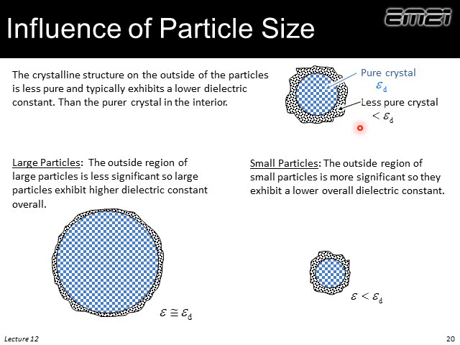So if we take this into consideration with the size of the particle, if we have a large particle, this region of the imperfect crystal becomes much less significant, and in fact the overall dielectric constant really would be dominated by the dielectric constant of the pure crystal. With a smaller particle, now there's a much higher percentage of the volume that is this imperfect crystal, in which case the overall dielectric constant will go down because now the outer imperfect crystal is more dominant. So from an electromagnetics perspective, we really want larger particles. Those will work electromagnetically better.